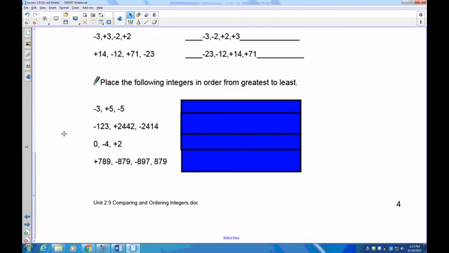Okay, let's go backwards. Let's have you take these numbers and now put these from greatest to least. So pause the recording and do that.